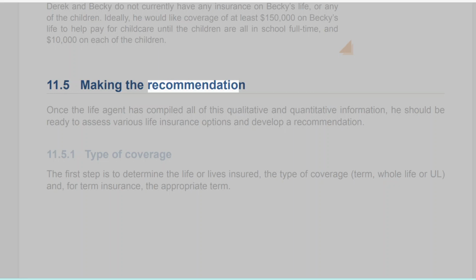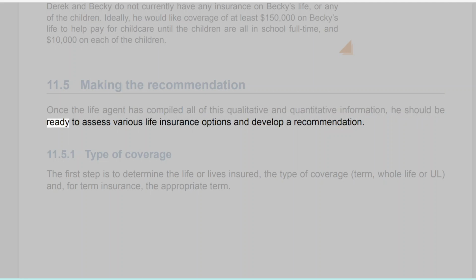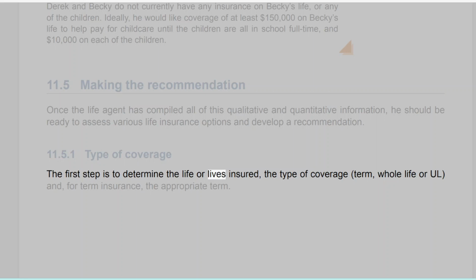1.5 Making the recommendation. Once the life agent has compiled all of this qualitative and quantitative information, he should be ready to assess various life insurance options and develop a recommendation. 1.5.1 Type of coverage. The first step is to determine the life or lives insured, the type of coverage, term, whole life or UL, and, for term insurance, the appropriate term.